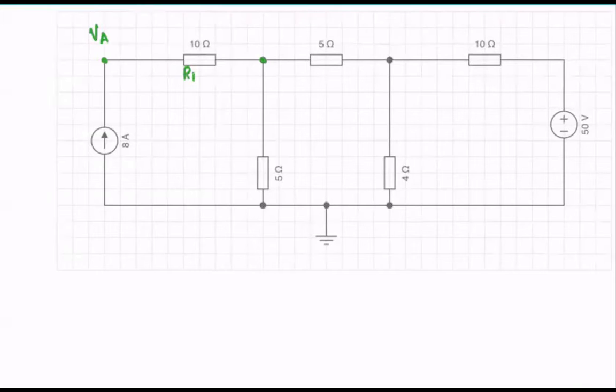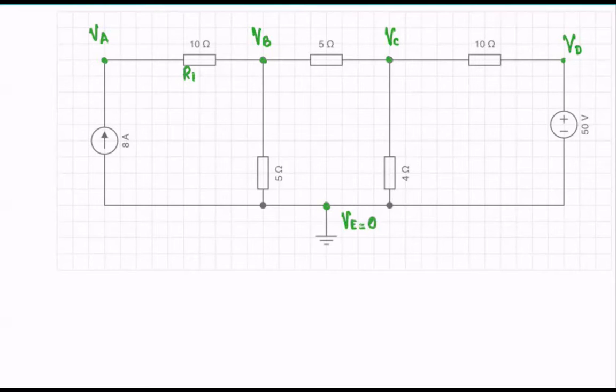Then we have this node right here. I'm going to label it as VB. This is going to be our VC. This is going to be our VD, and then the common node right here, VE. Remember, this VE is going to be equal to 0.